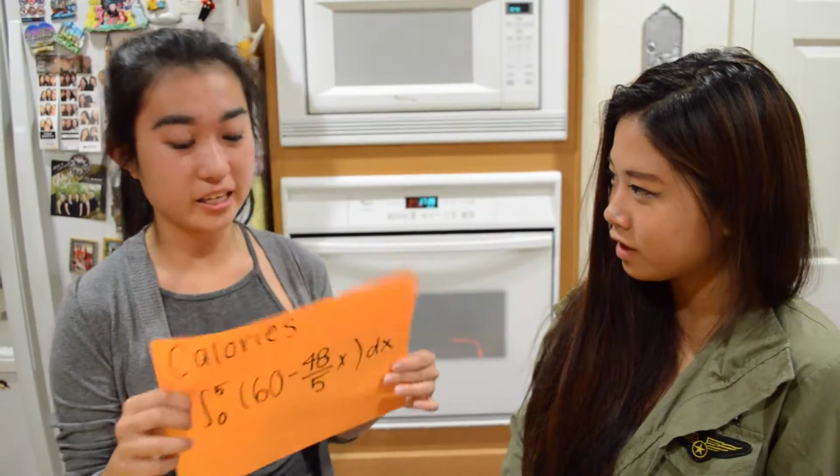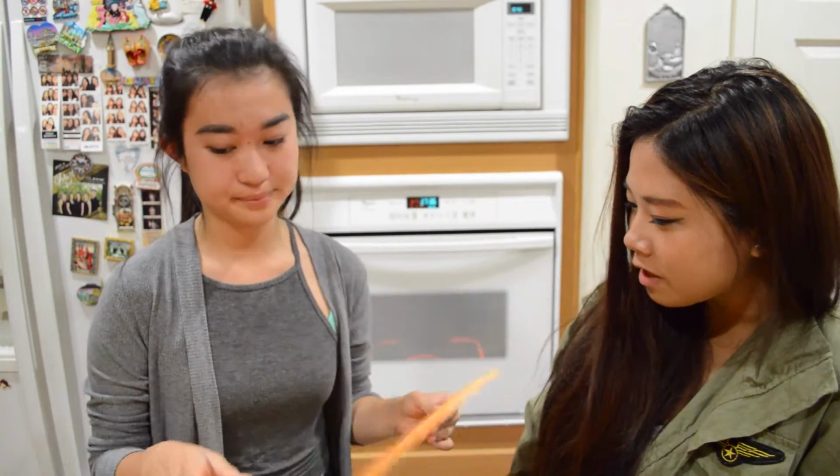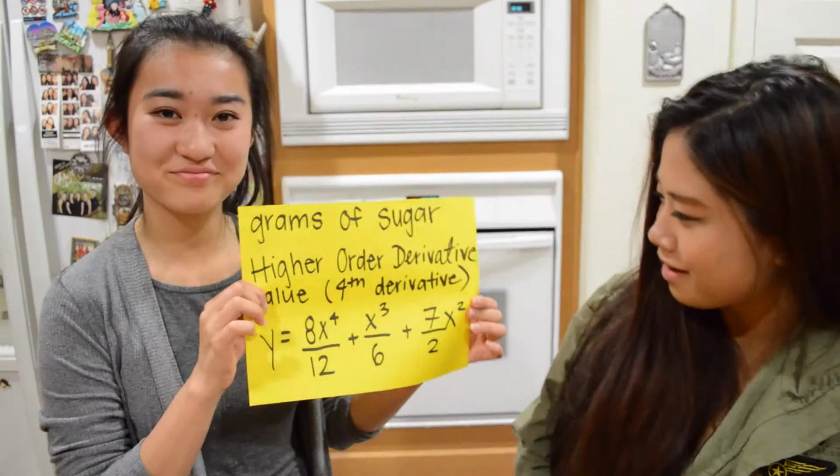There's 180. 180? How many grams of sugar is that? Let's find out.